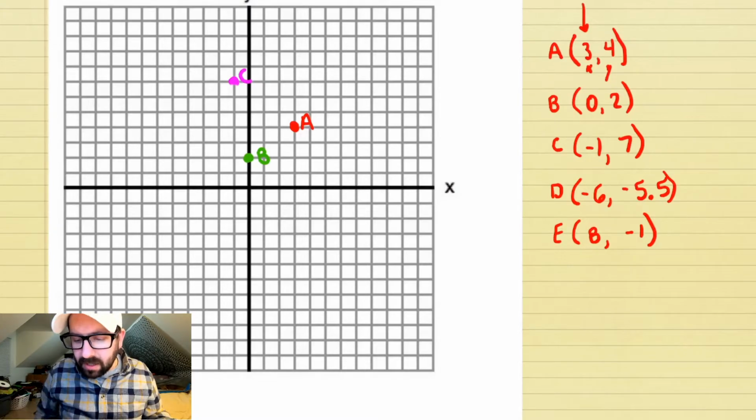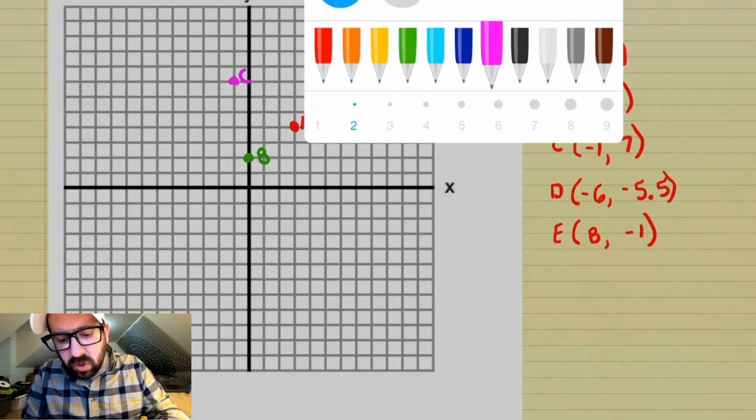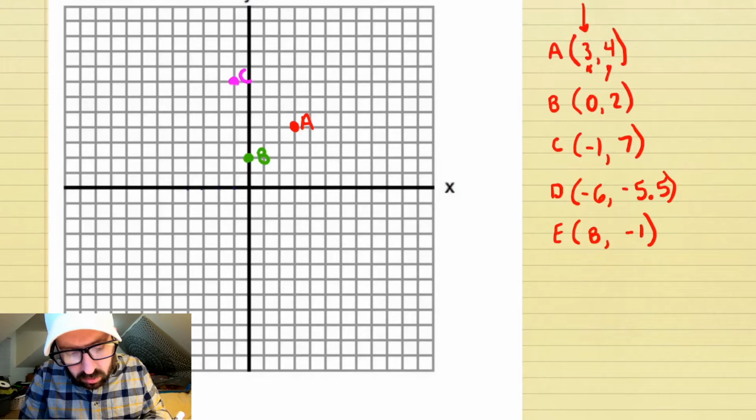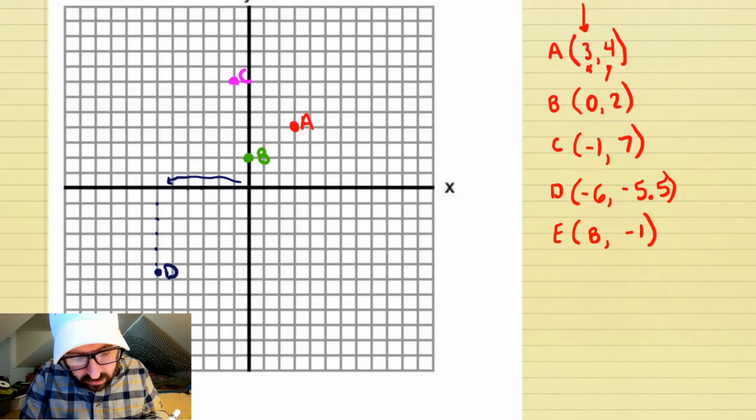All right, the next one here. Let me switch up the colors again. Let's go to a bluish color here, a dark blue. So we're going to the -6 elevator, so we have to go to the left, -6. So 1, 2, 3, 4, 5, 6. So I'm going this direction to -6. 1, 2, 3, 4, 5, 6. And then I'm going to go down 5.5. 1, 2, 3, 4, 5.5. So I didn't quite make it to the next marker, and this is where letter D is going to sit.